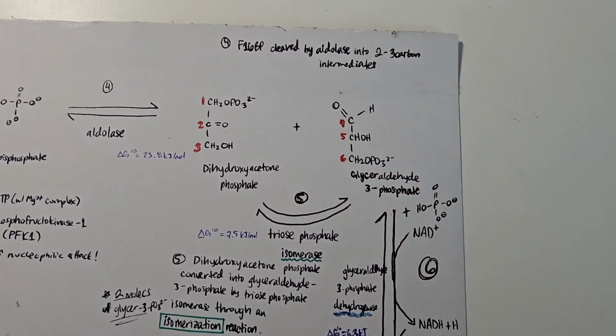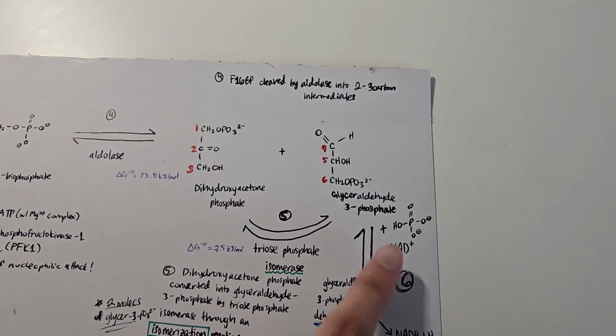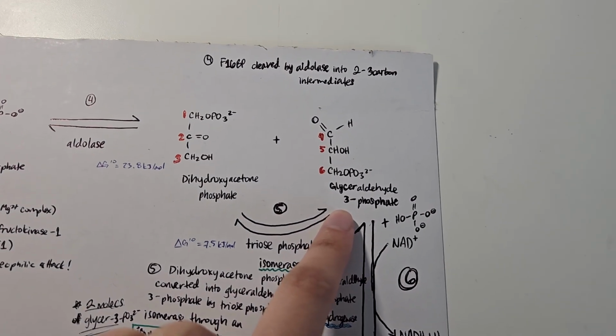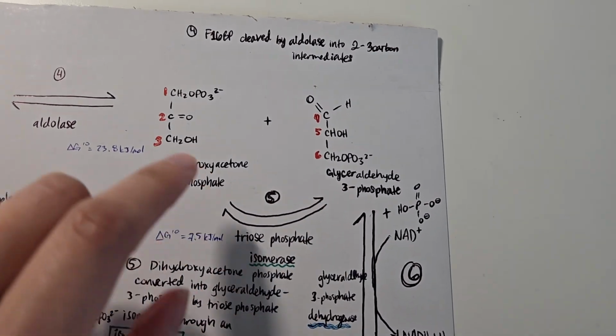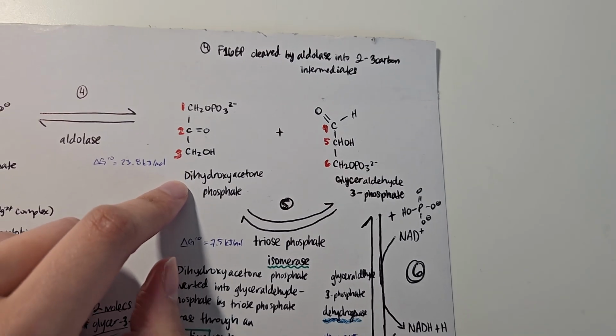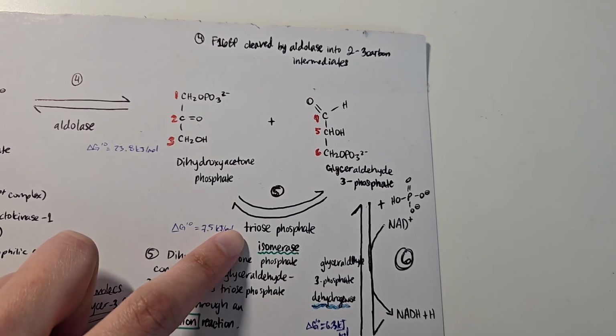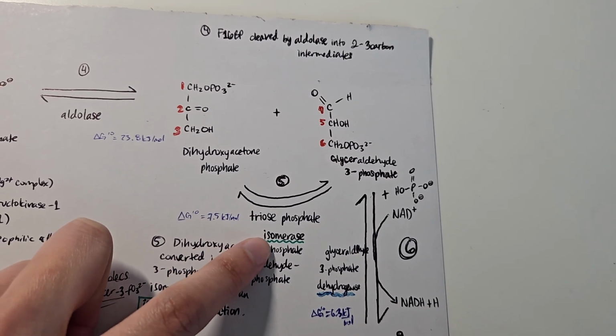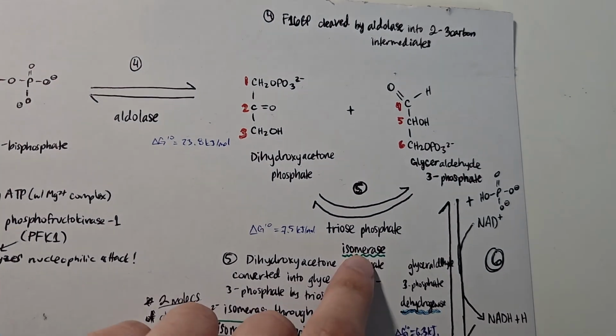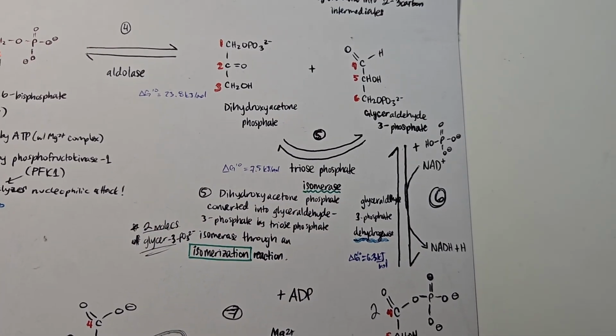Okay, so reaction number 5, we're going to turn dihydroxyacetone phosphate into glyceraldehyde 3 phosphate. This is catalyzed by triose, oh my gosh, I hope I'm saying that right, triose phosphate isomerase. It's an isomerization reaction, nothing too crazy. We're just turning that ketone into an aldehyde.